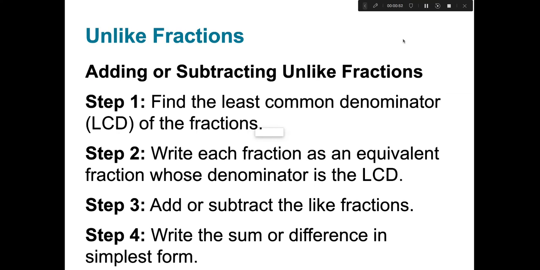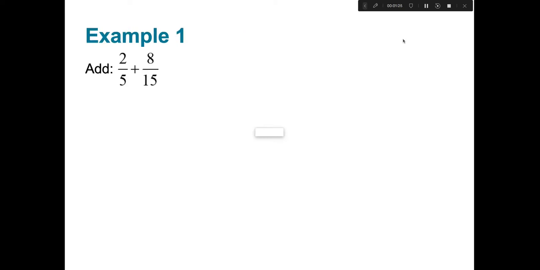In order to do that, we find the least common denominator, also called the least common multiple of our denominators. We write each fraction as an equivalent fraction, so whatever you multiply the bottom by or divide the bottom by, you also have to do to the top. Same thing we've done for years. Whatever you do to the bottom, you have to do to the top. Then we add and subtract across the top. Denominator stays the same, then we reduce. Okay? Easy peasy lemon squeezy. 5 steps and you're done for every problem.